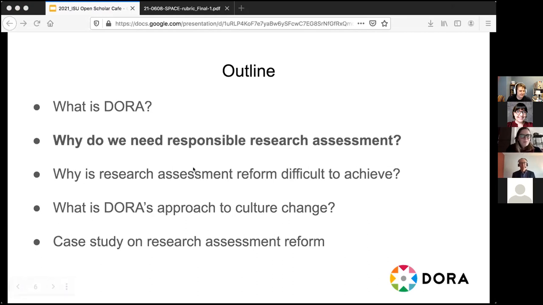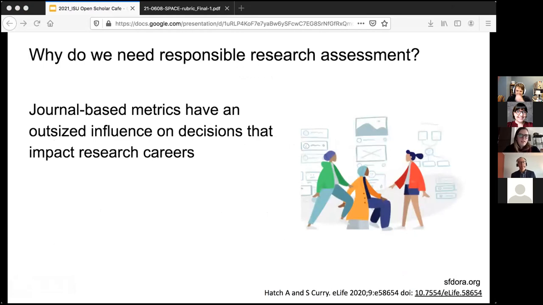Okay, so why might we need responsible assessment? I alluded to this before, but journal-based metrics have an outsized influence on decisions that impact research careers. There was a study conducted by Aaron McKiernan and colleagues that found in the United States and Canada, 40% of research intensive institutions are still using the JIF in their review, promotion, and tenure documents. And what's interesting is that they're using it to measure different things, ranging from impact, to quality, to importance. But really, the JIF is flawed.